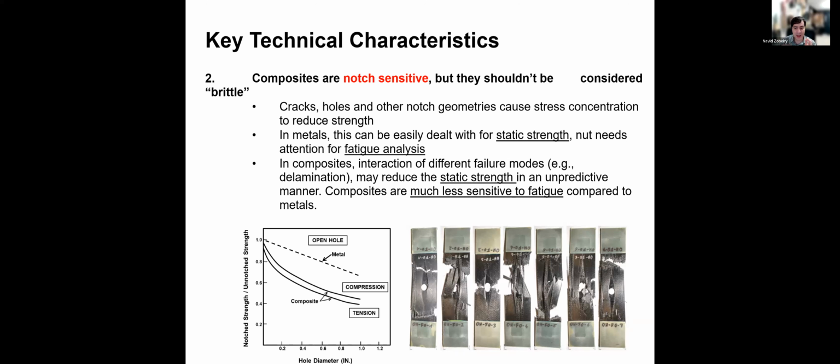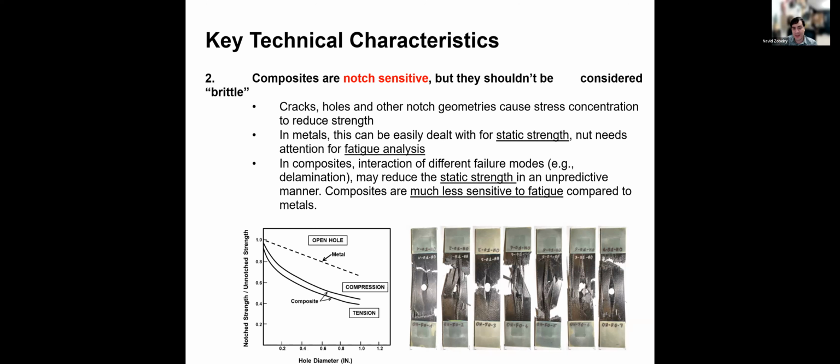Let's do a comparison. You have, let's say, these sheets with a hole in the middle of them. We call them open hole tensile samples. And let's say you're making them out of metals and you're making them out of composites. And then you test them. You measure the strength as you're increasing the size of the hole. So every test you do, the next test you're increasing the size of the hole slightly. And then you plot them in this graph. On the x-axis is the hole diameter, and the y-axis is the strength normalized to the unnotched strength. So as you increase the size of the hole, the strength drops.